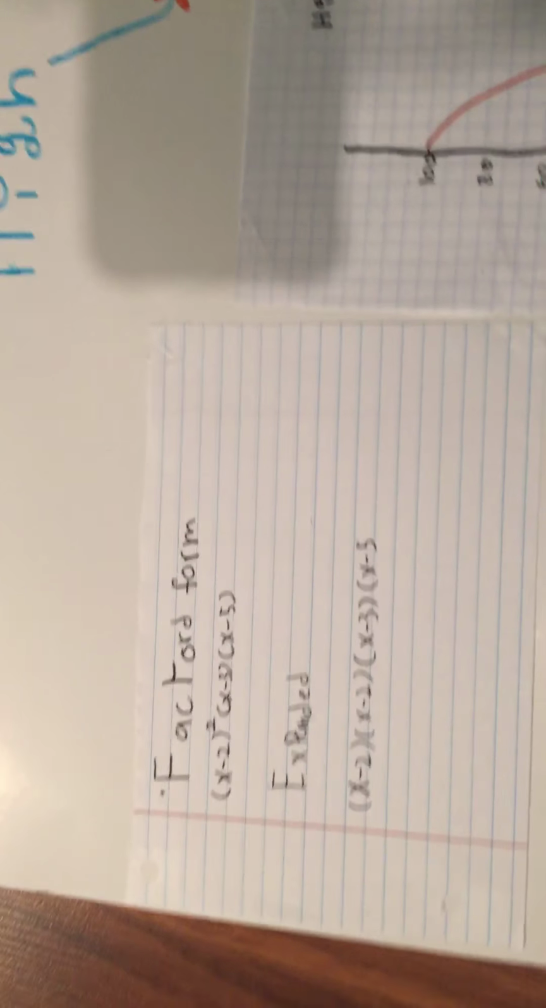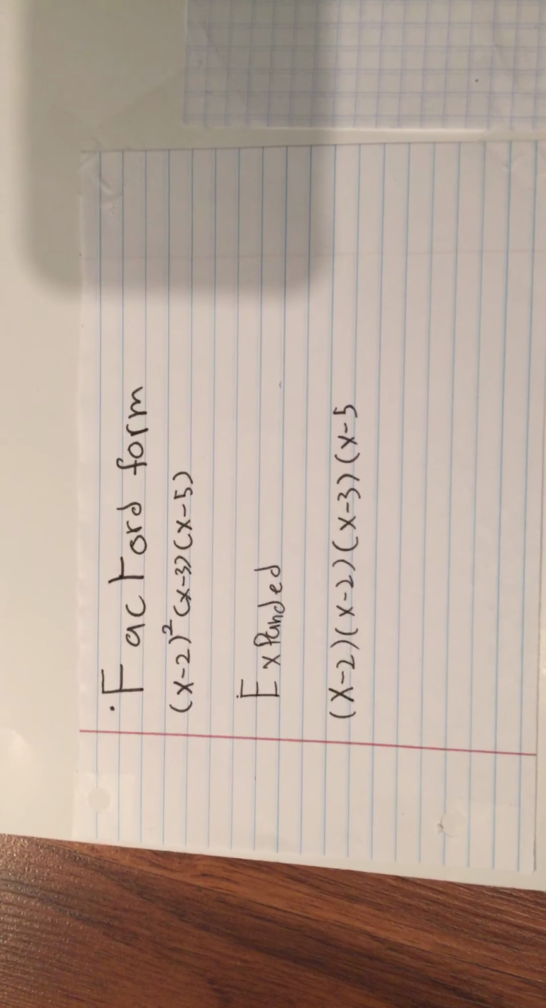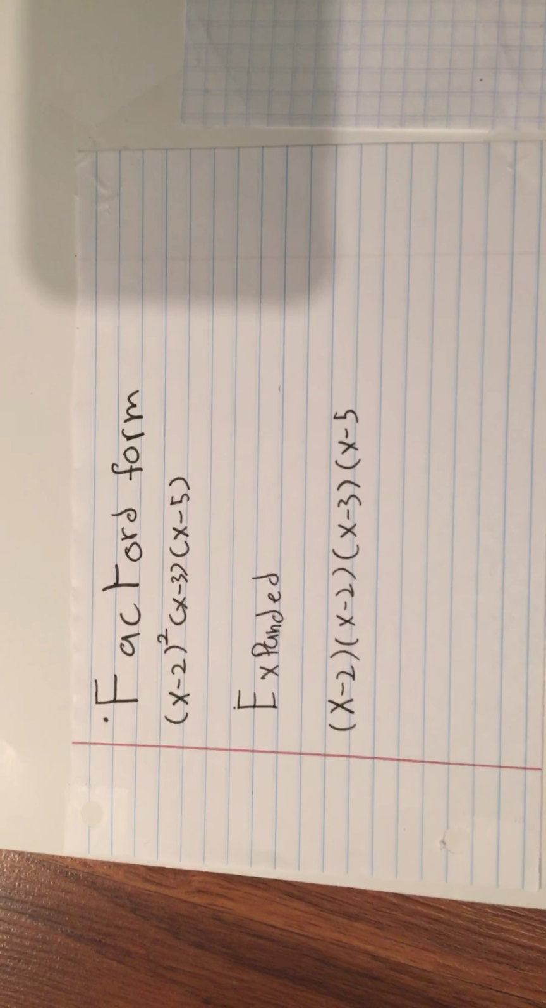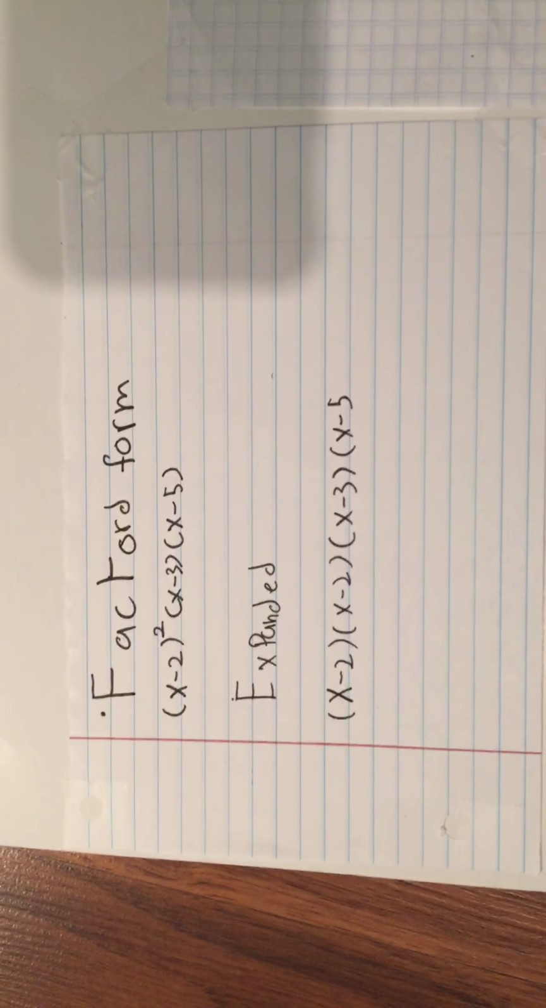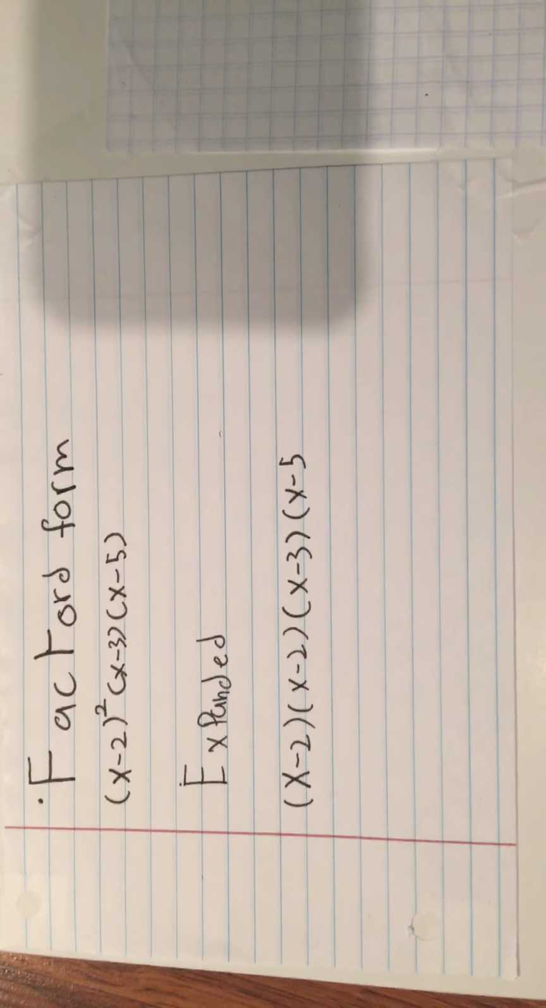First off is its factored form. The factored form of the polynomial is (x minus 2) squared times (x minus 3) times (x minus 5). If you expand it out, it becomes (x minus 2) times (x minus 2) times (x minus 3) times (x minus 5).